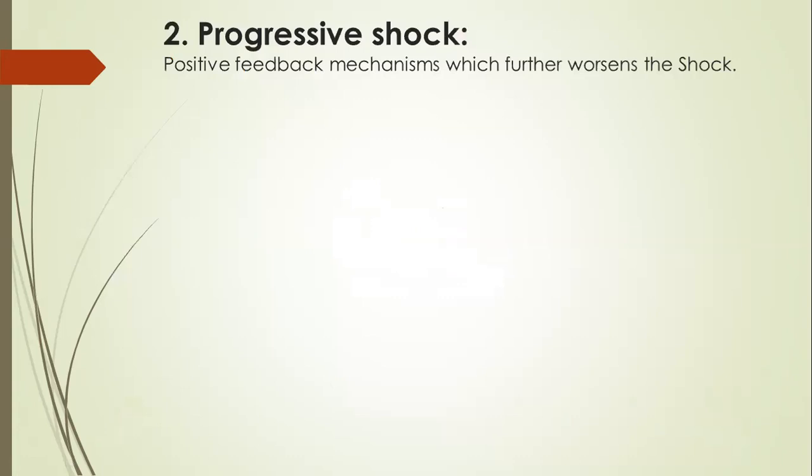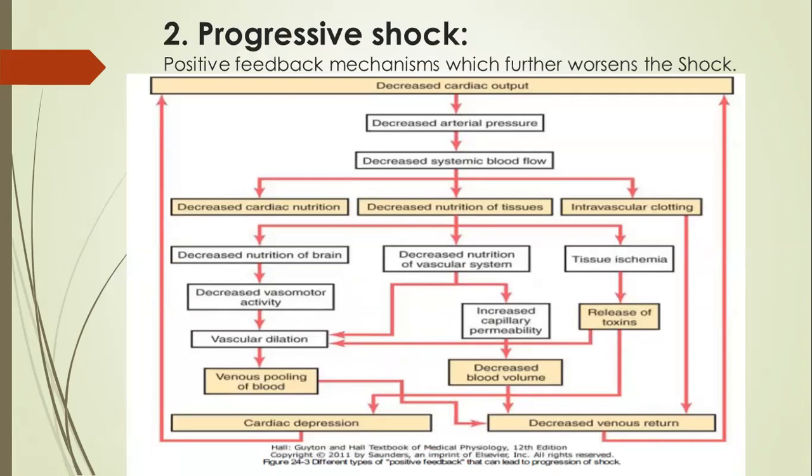Now if the condition is still worse, then these negative feedback mechanisms will be converted into positive feedback mechanisms and the condition of shock will further worsen. This is a very good figure from the textbook which shows how the positive feedback mechanism is converted into a vicious circle. There is a decrease in the cardiac output, which decreases the arterial pressure, which decreases the systemic blood flow. This decreases the cardiac nutrition and the nutrition of tissues, and also causes intravascular clotting. If the nutrition of tissues is decreased, this causes three conditions. It can decrease the nutrition to the brain, which directly decreases the vasomotor activity, causes vascular dilatation and venous pooling of blood, which decreases the venous return. That again decreases the cardiac output. So there is a first positive feedback.